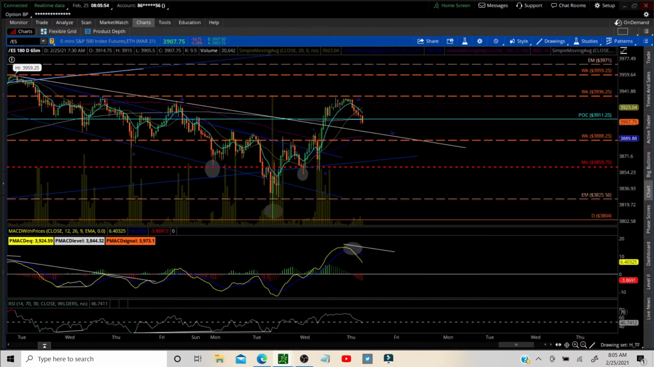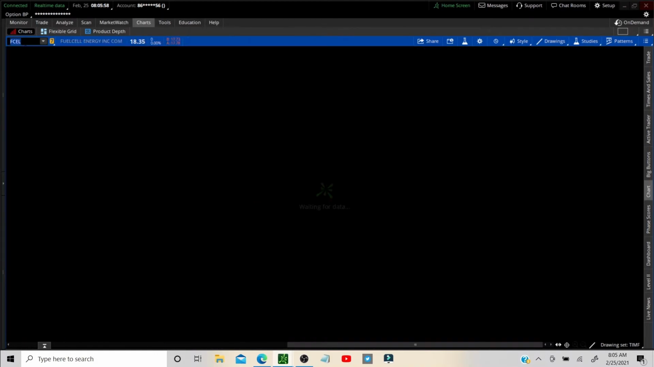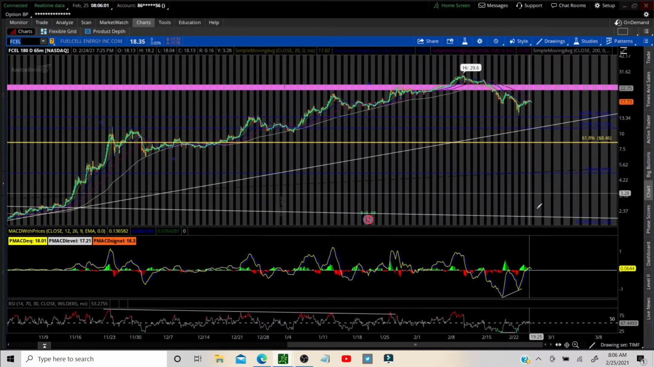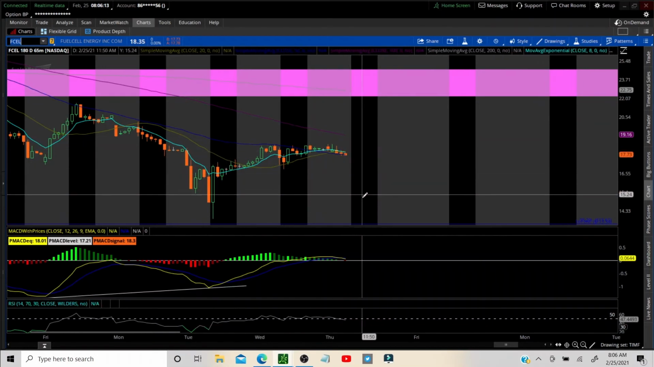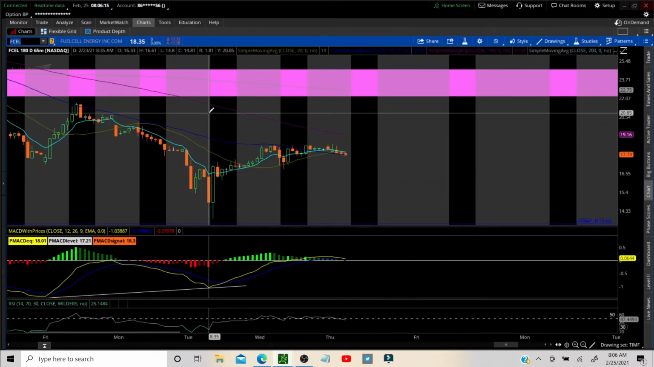Let's look into a couple names. FCEL. I'm ready to jump back in this name, so I'm checking up on it. It looks beautiful. Came back to the 38.2. We were waiting for some sort of pullback. This thing has been raging. So it looks like we may have to come back a little bit for this wave one. It's possible wave one.